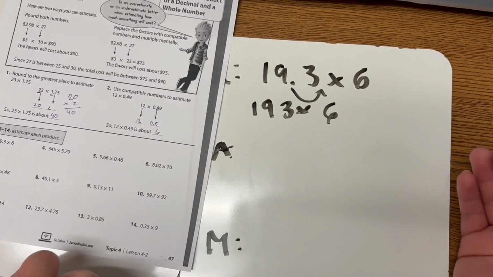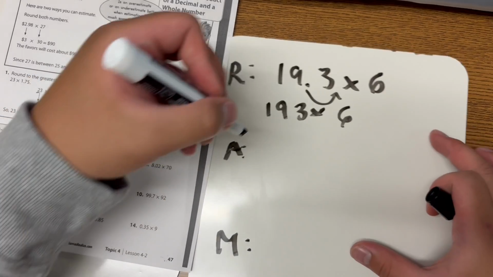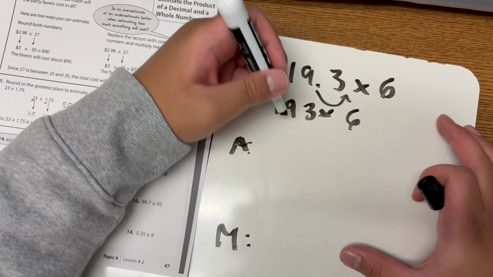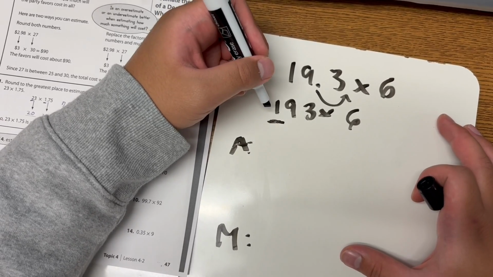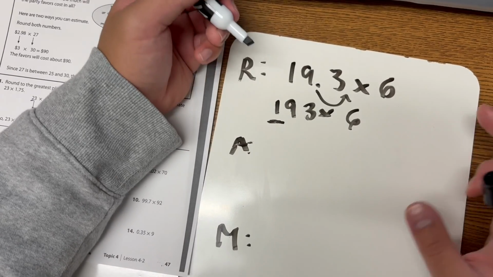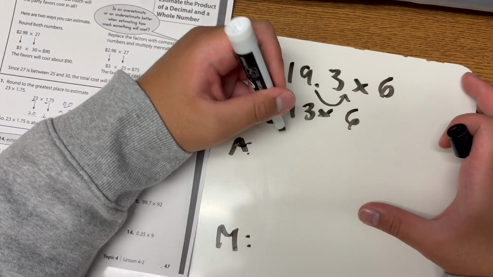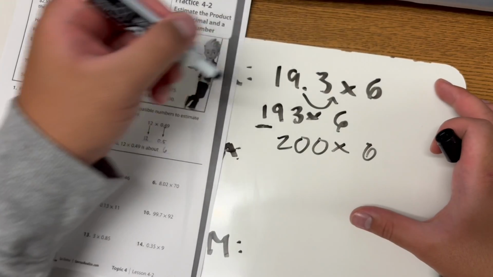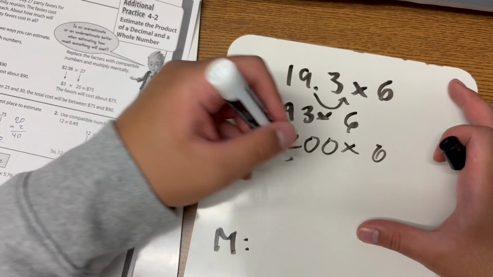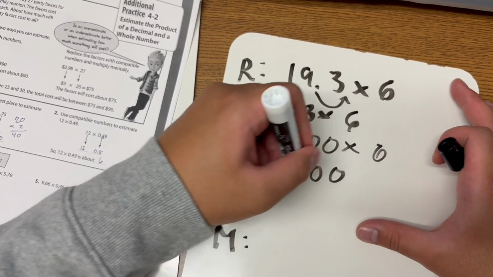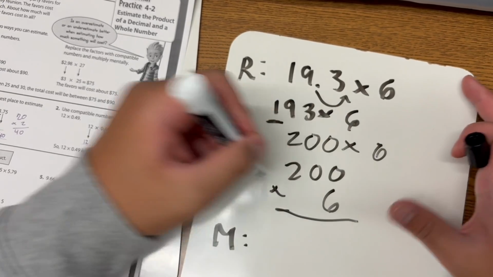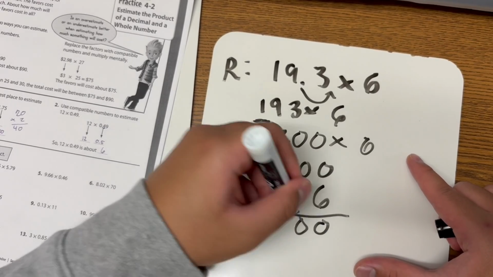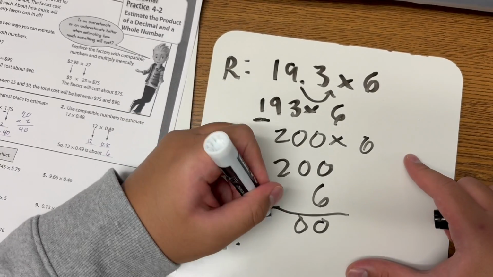What we need to do is estimate. What can we estimate to? I feel like we can leave this 6 alone, but we can round to our nearest hundreds place. 1 digit to the right is the 9, so we should have it as 200 times 6. To apply the standard algorithm, we have 200 times 6. We apply the 0 property twice because we have 2 zeros. And then 2 times 6 is 12.